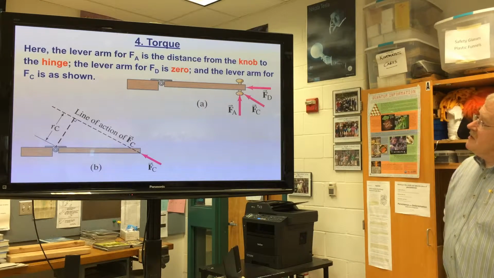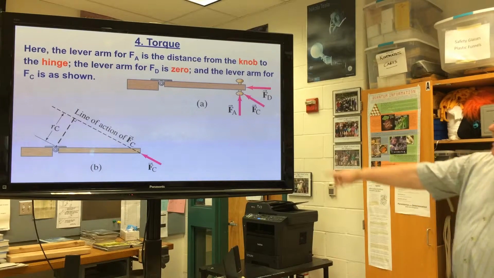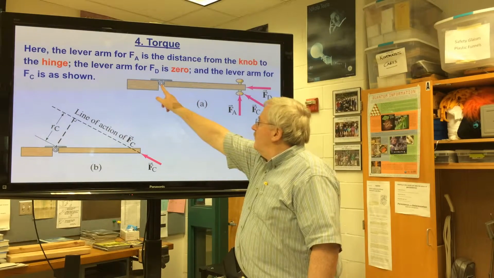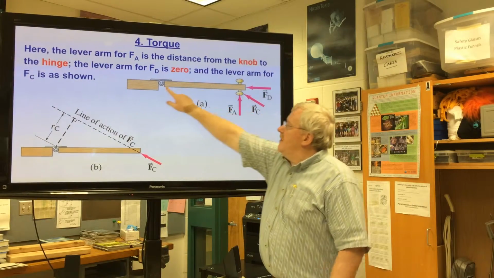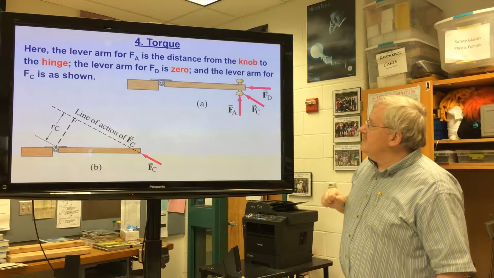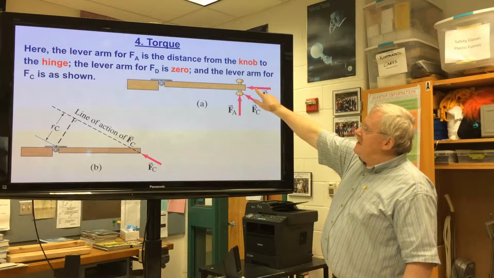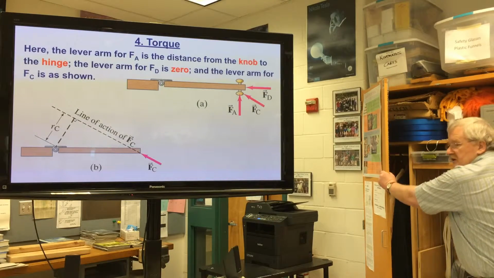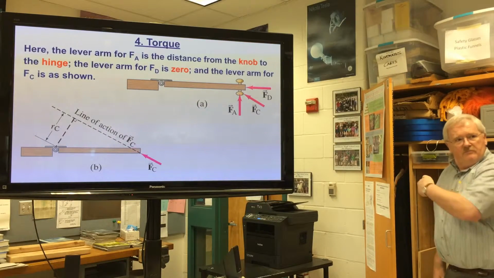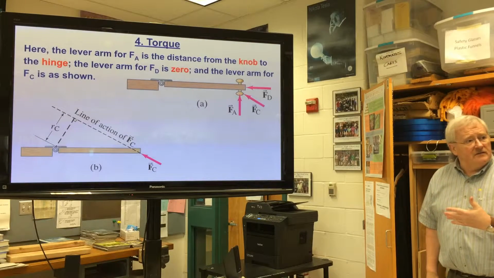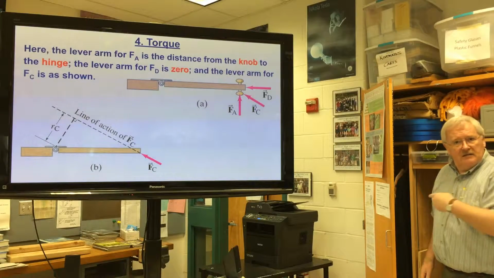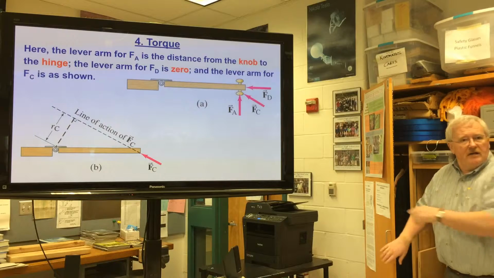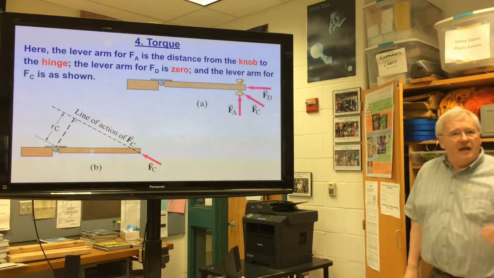So, if we look at this, the lever arm for FA is the distance from the knob to the hinge, from here to here, or here to here, whichever one you want to call it. The lever arm for FD is 0. If there's no lever arm, if I try to push against this like this, it's not going to move, is it? If I'm perpendicular like that, I mean directly straight on going in, this door does not move, no matter how hard I try.